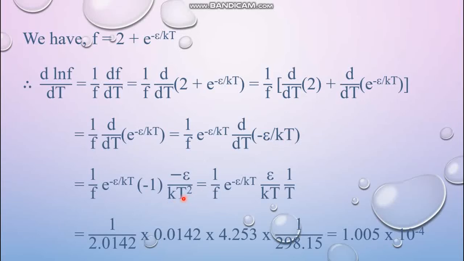And finally the result is 1 by f. These two negative terms cancel each other, so 1 by f into e to the power minus epsilon by kT into epsilon by kT into 1 by T. Okay, so this is the final result of the differentiation.